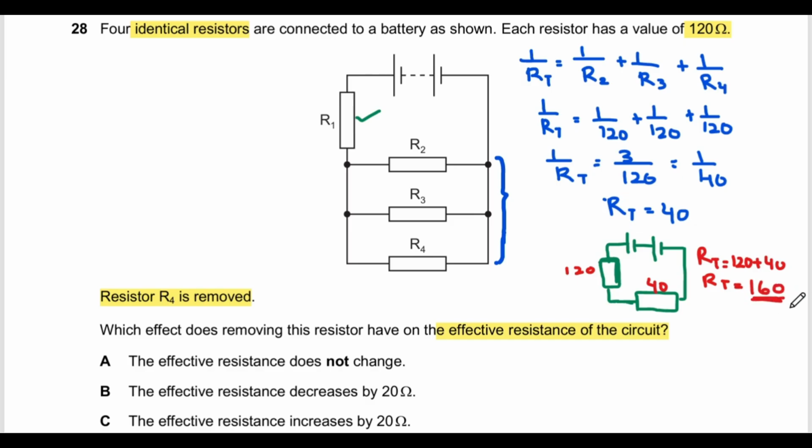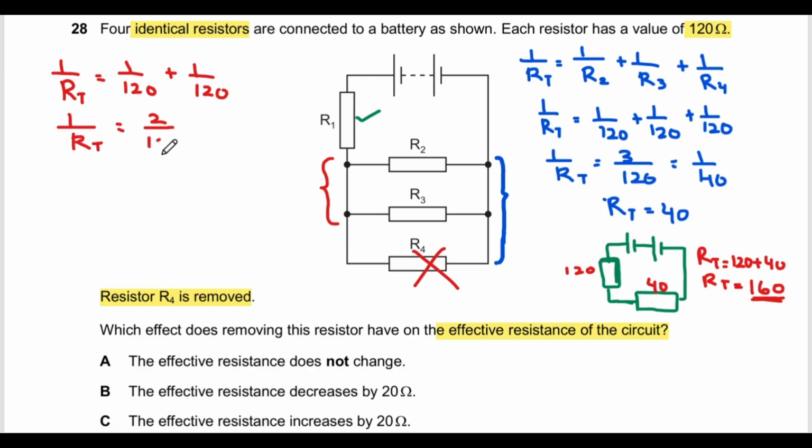Now the question says, what happens if we remove this fourth resistor from our circuit? Now what will happen to the effective resistance? Now we will calculate the effective resistance again. R2, R3 are in parallel, so their effective resistance would be 1 over RT equals 1 over 20 and 1 over 20. And it would be 1 over RT equals 2 over 120. And when we do the calculations, the effective resistance of R2 and R3 will turn out to be 60 ohms.